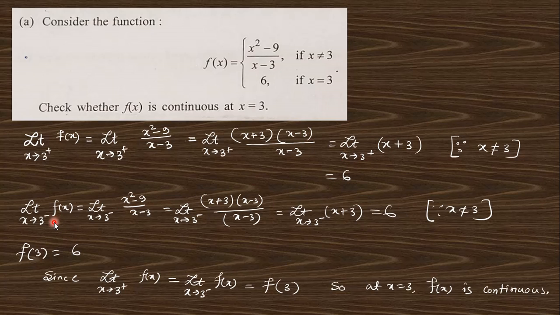Similarly for x less than 3, that is 3 minus, just slightly lower than 3, you put this value and you will get this answer. I think this is clear for these two parts. And when x equals 3, the value is 6. Since these 3 are equal, at x equal to 3 this function will be continuous.